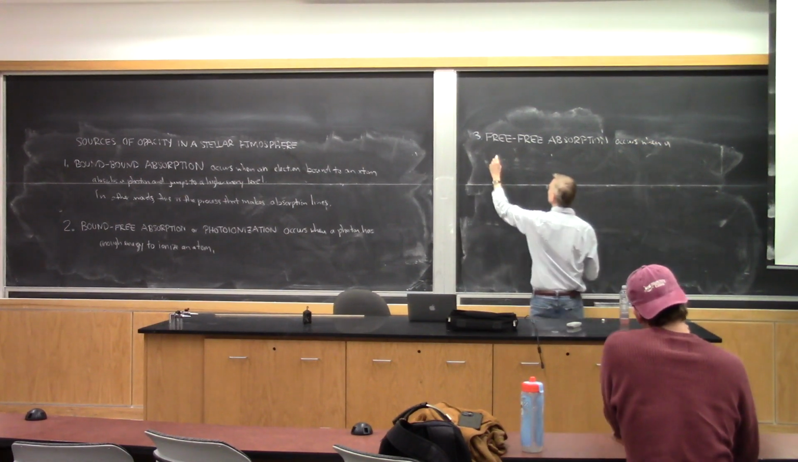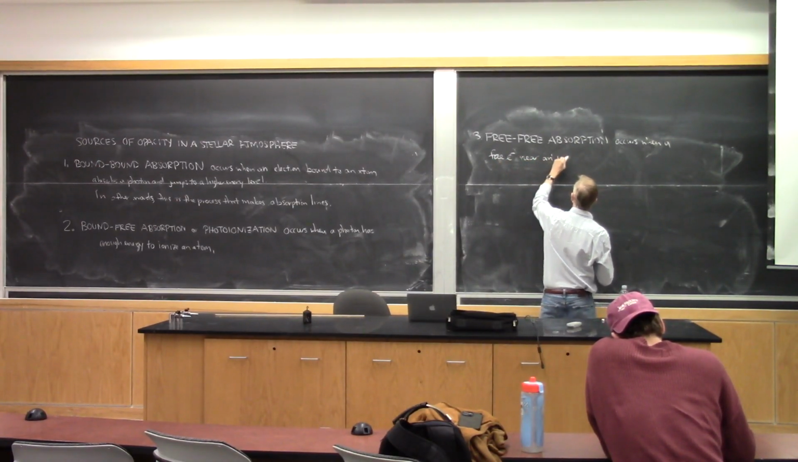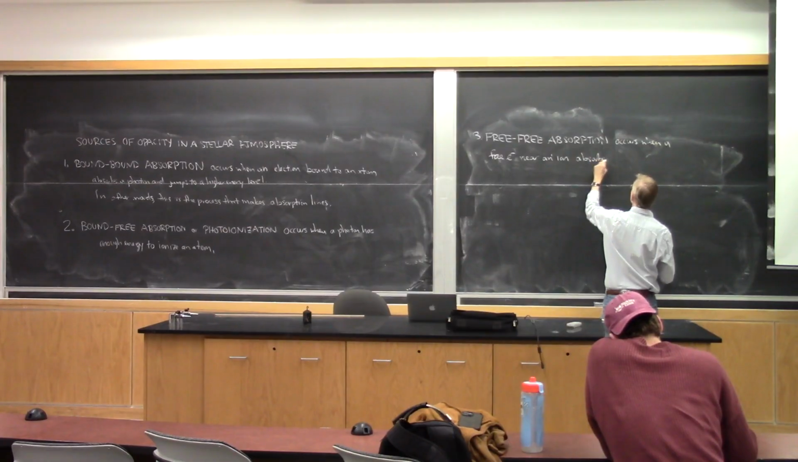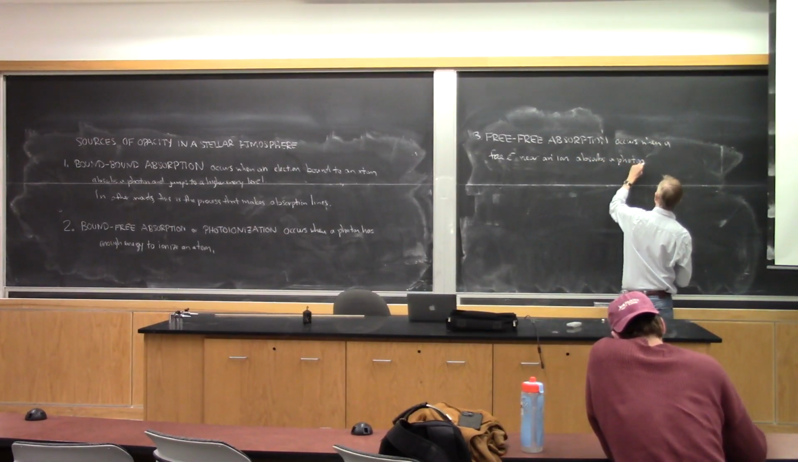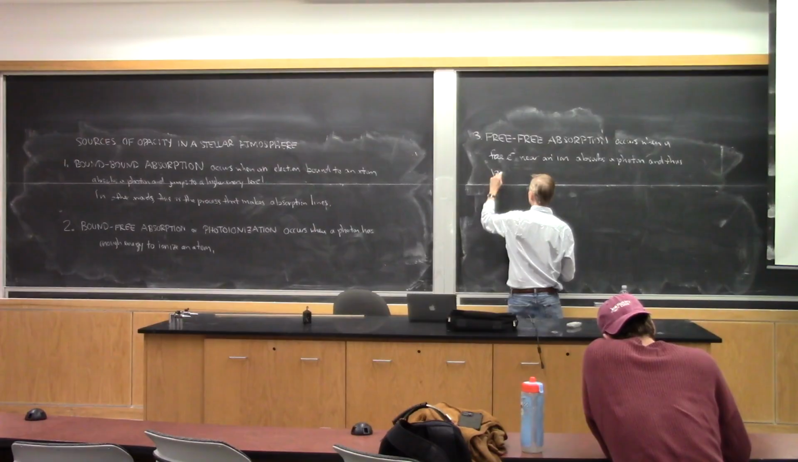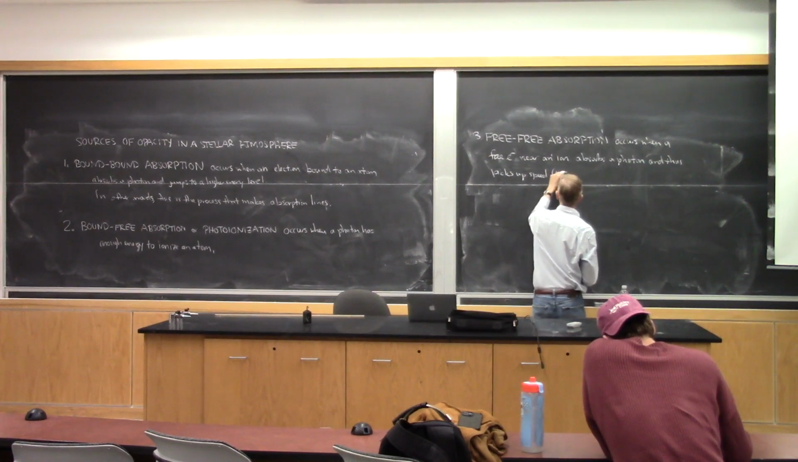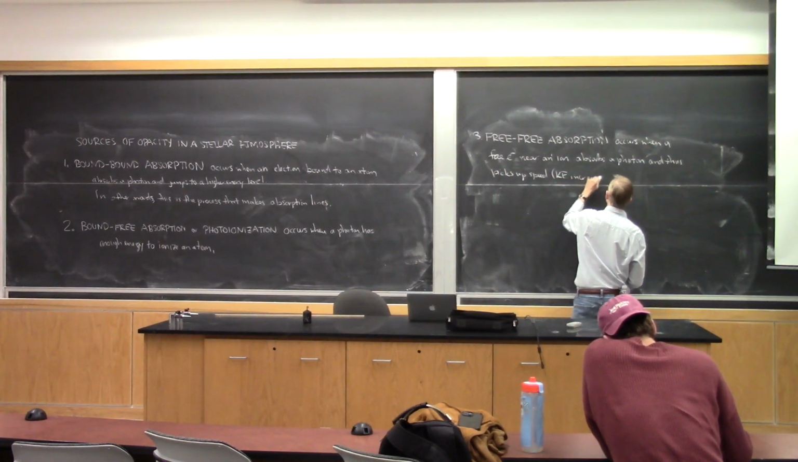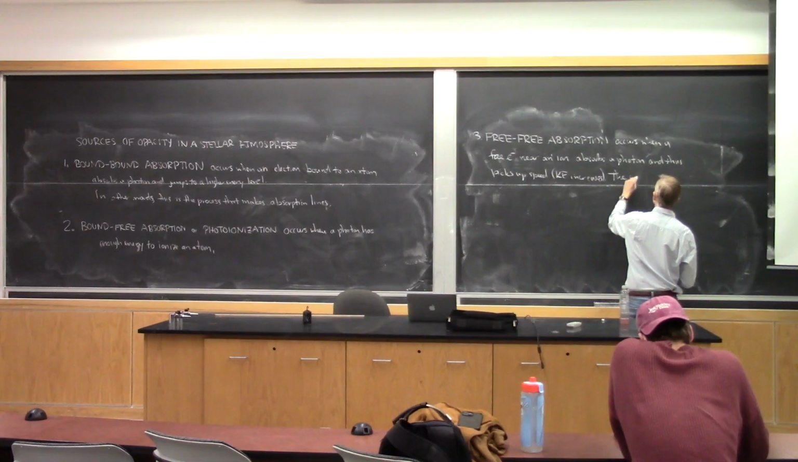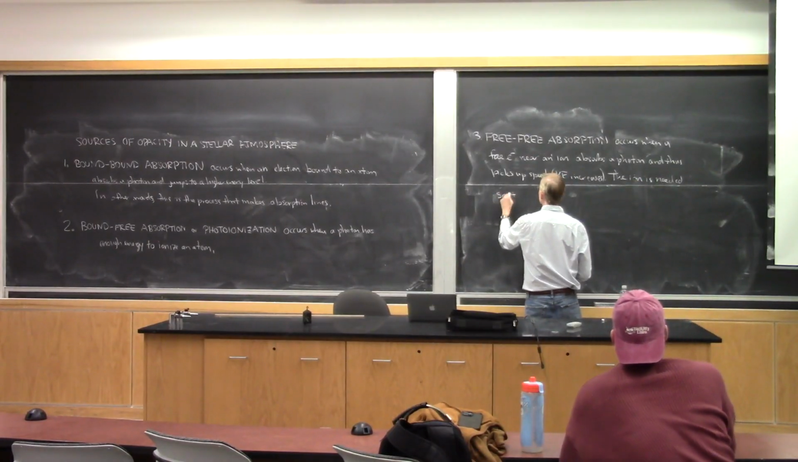Free-free absorption occurs when a free electron near an ion absorbs a photon and thus picks up speed. In other words, its KE increases. It uses the photon's energy to do that. And the ion is needed so that both momentum and energy can be conserved.